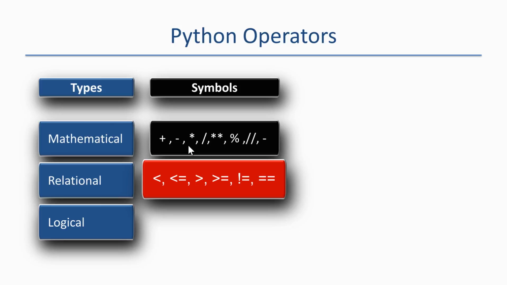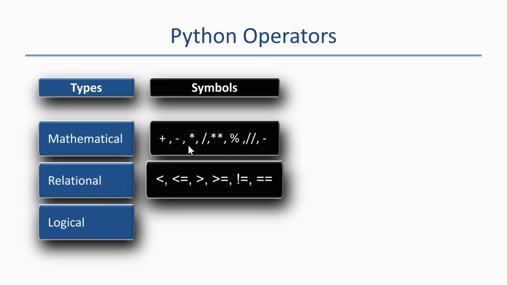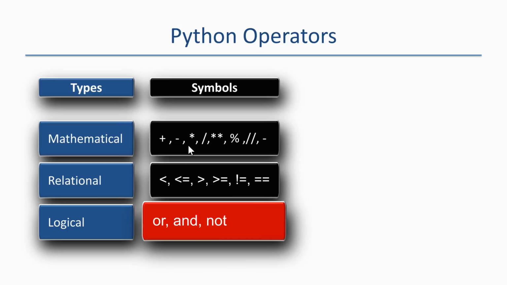Relational operators are those that compare 2 operands to each other. So, for example, we have less than or equal, greater than or equal, not equal, and equal. I will explain these operators in more detail in later lessons. Logical operators are those which work on Boolean types such as true and false. I will explain these operators in later lessons with more details. For now, all you need to know is that there are 3 types of them. There is or, there is and, there is not.